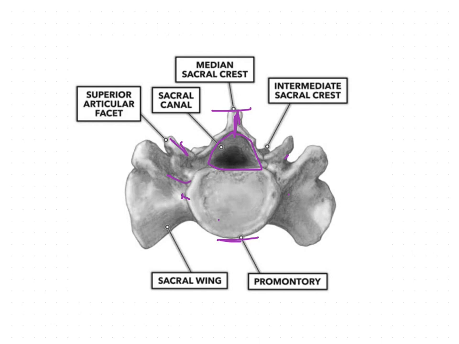So this is the median sacral crest. Just know the parts of it, that is enough. Here this is the body, and the anterior portion of the body is called the sacral promontory, and these are the ala, that is the sacral wing of the sacrum bone.